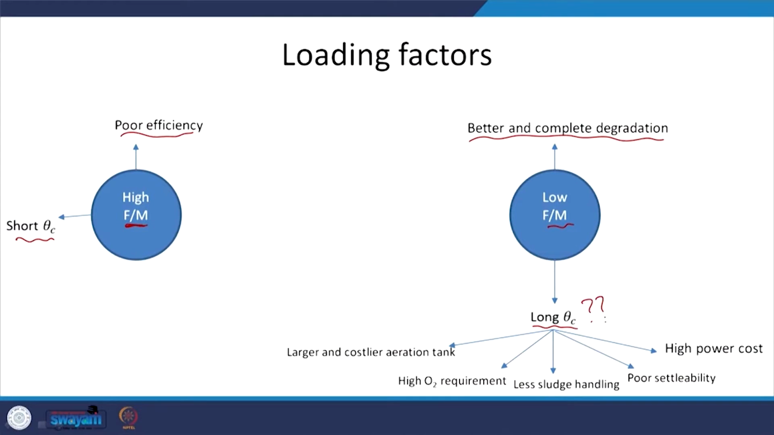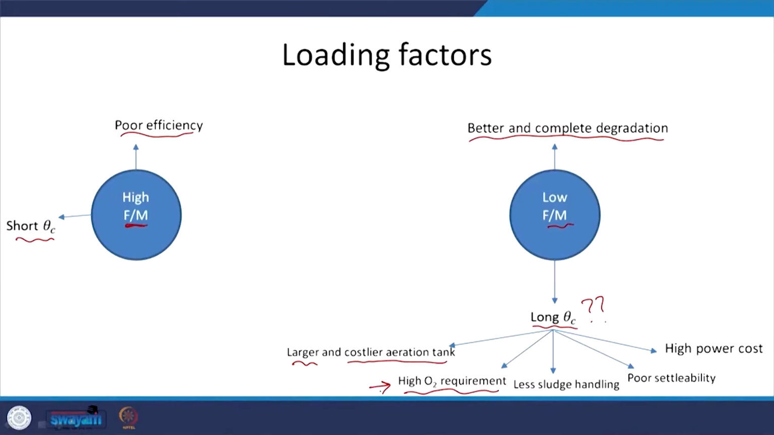But what are the issues? For long theta c, that means more recycle, meaning a larger, thus costlier, aeration tank, right. And obviously if the microbes are spending a lot of time and the substrate removal is more, I need to provide a lot more oxygen, right. And well, I should not say poor settleability. This is the case when I have a very long theta c, but not in general. And high power, obviously, is from the requirement of more recycle and more oxygen. But if you maintain the theta c and F by M at the sweet spot, you will not experience poor settleability.